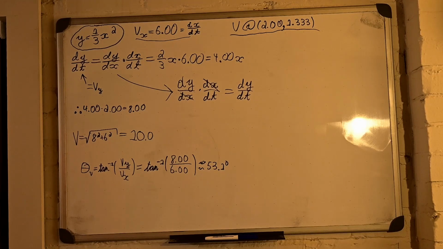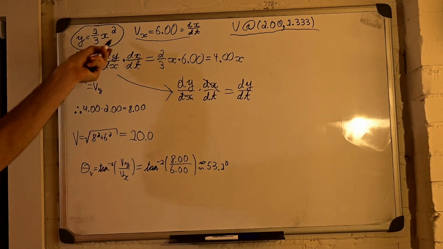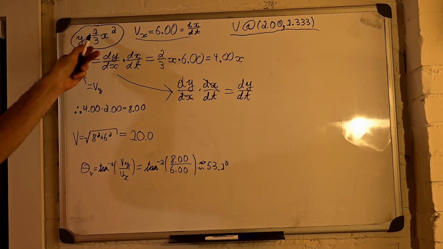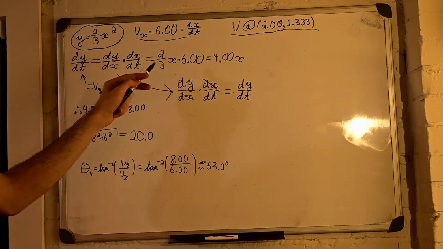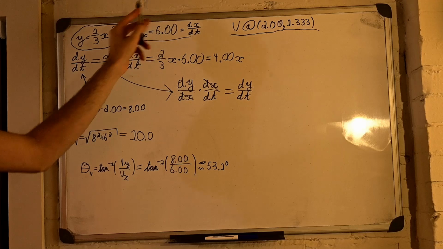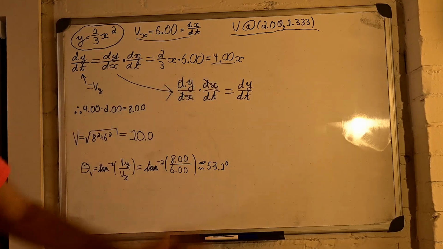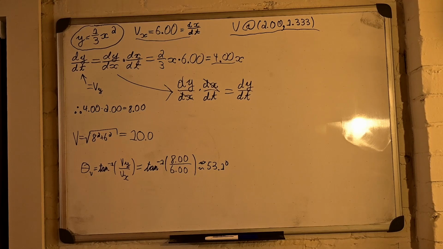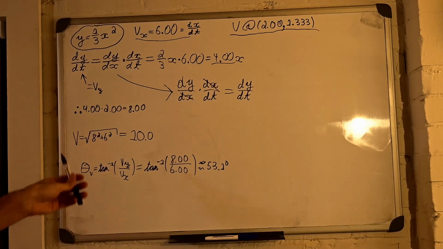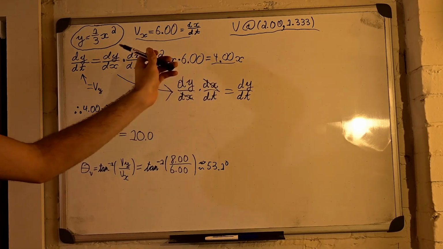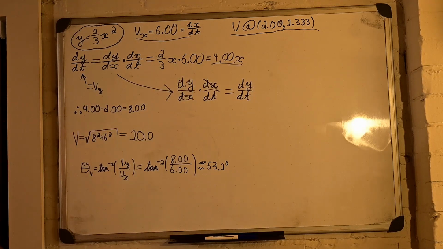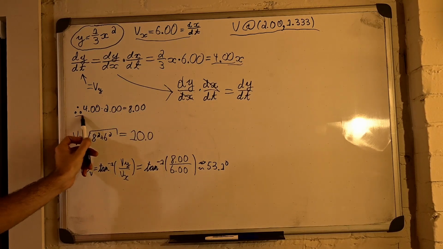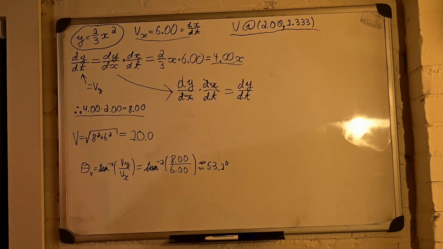We have the derivative of y with respect to x, which is pretty simple. It's just 2 over 3 times x, right? Just basic power rule. And then we multiply it by the derivative of x with respect to t, which they give to us as 6. And so we have 4.00x. That is the y component of our velocity. So now, of course, the y component of our velocity is relative to our x value. They give us an x value of 2, so now we take that x value, plug it into our derivative, and that is our vertical velocity at that specific moment.